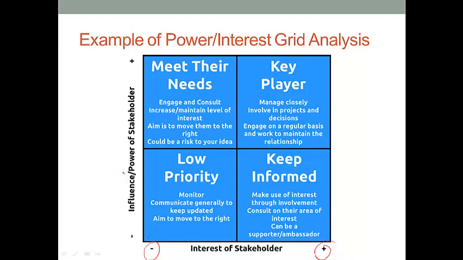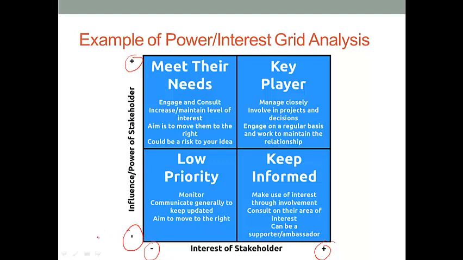On the influencing power axis, we also have the plus sign and the negative sign. The plus sign indicates that a stakeholder group has a strong influencing power on the success or failure of our project. And the negative sign indicates a stakeholder group has a low influencing power on our project. According to these two criteria, their interest and their influencing power, we can separate project stakeholders into 4 groups.